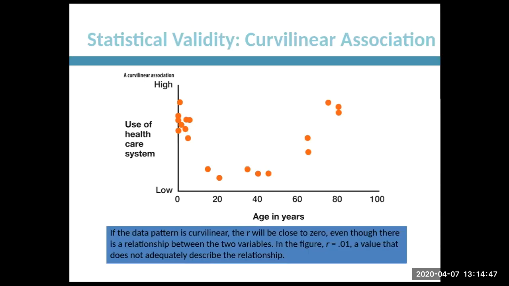So in this case, there is a relationship. It's just curvilinear. It doesn't fit a linear pattern, so a line of best fit here would not adequately describe the relationship. This is curvilinear, or U-shaped.